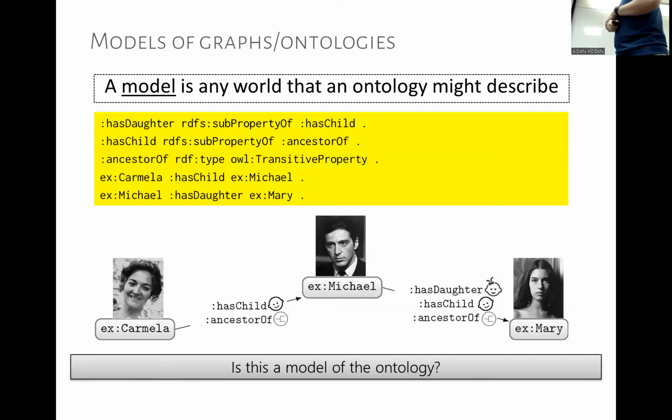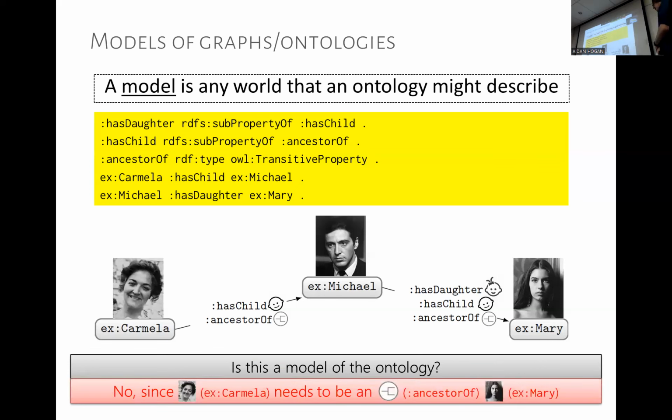So in this case, is this a model of this ontology? We're going to say that no, it's not, because in our interpretation, talking about entities and relations in the real world, if Carmela is not an ancestor of Mary in the world we're describing, then it's not compatible with these definitions. We shouldn't define ancestor of as a transitive property. So no, since Carmela needs to be an ancestor of Mary. If Carmela is not an ancestor of Mary, then this ontology doesn't fit with the world we're describing. Again, because we have Carmela ancestor of Michael, Michael ancestor of Mary, and we've said that ancestor of is transitive.